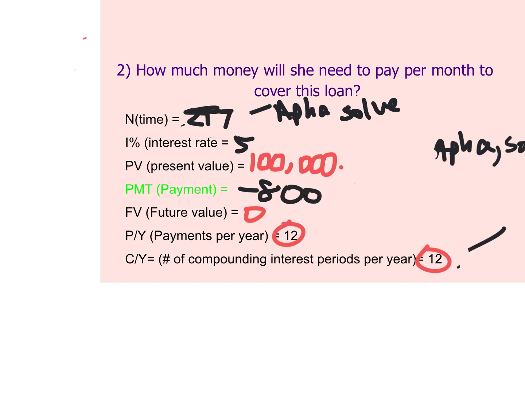Alpha solving this. Wallace, what'd you get? Alpha solve up in the end. 176. 176 months. Can anybody verify 176? Okay, good. Okay, I think you get the idea. That's how you do loans.